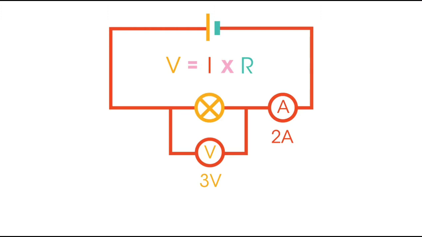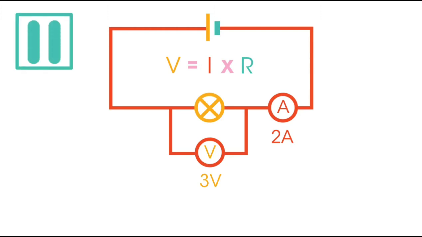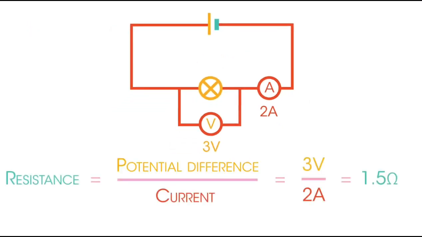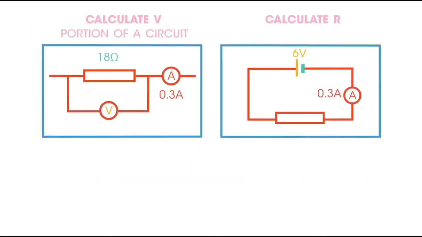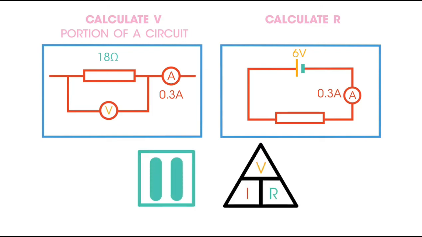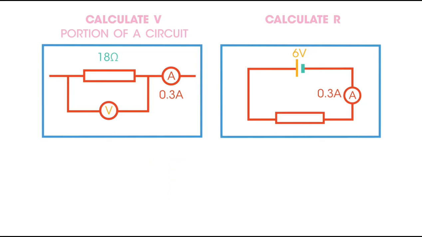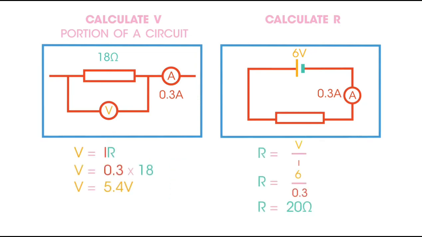So what's the resistance across this lamp? Pause the video and work it out. Did you get 1.5 ohms? Here are 2 more questions for you to give a go. Pause the video, work them out, and click play when you're ready to check your answers. Did you get them right? 5.4 volts and 20 ohms?